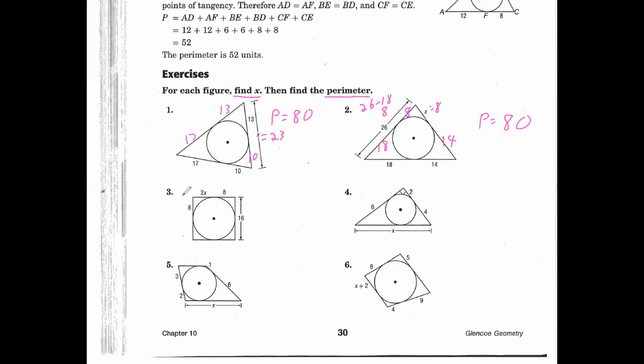On number 3, some of these do have a little bit more algebra, but not much. This one, we have 8. This is 2x. So this 2x has to be equal to 8. If 2x is equal to 8, solve, and x is 4. For the perimeter, we actually are dealing with a square here since all these pieces are the same. So we have 16 on all 4 sides, which would give us a total of a perimeter of 64.